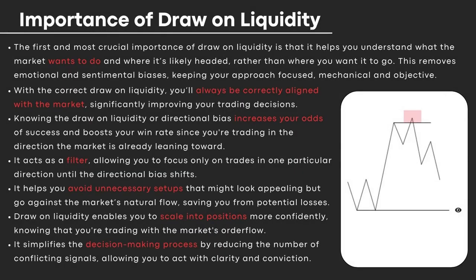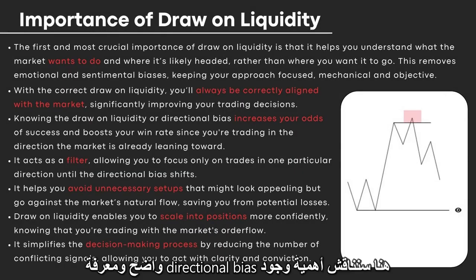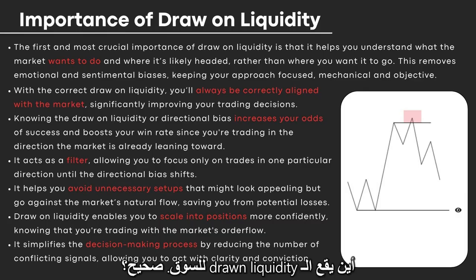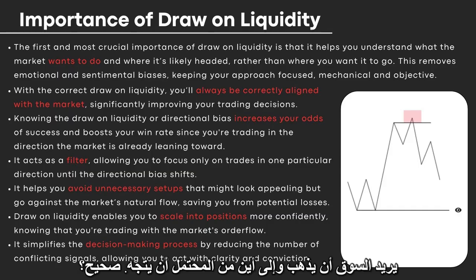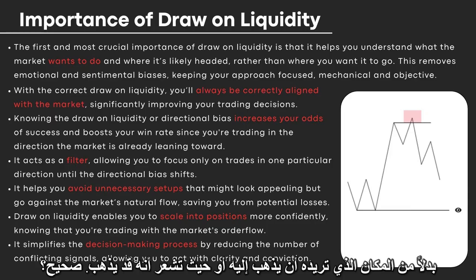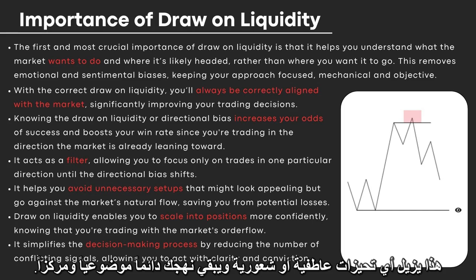Moving on to the next slide, right here we'll discuss the importance of having a clear directional bias and knowing where the drawn liquidity of the market is, right? The first and the most important thing about drawn liquidity is that it helps you understand what the market wants to do and where the market wants to go and where it's likely headed, right? Rather than where you want it to go and where you are sensing it might go, right? This removes any emotional and sentimental biases and keeps your approach always objective and focused, right?